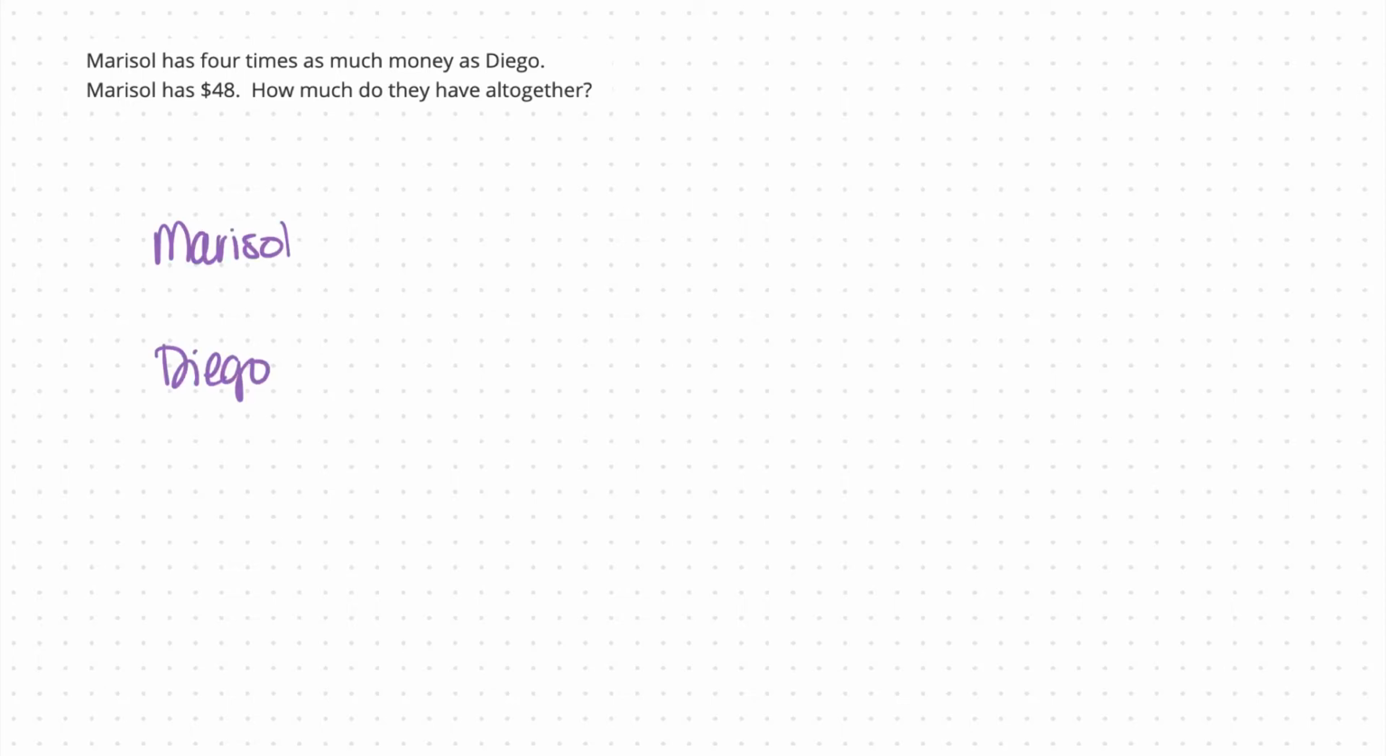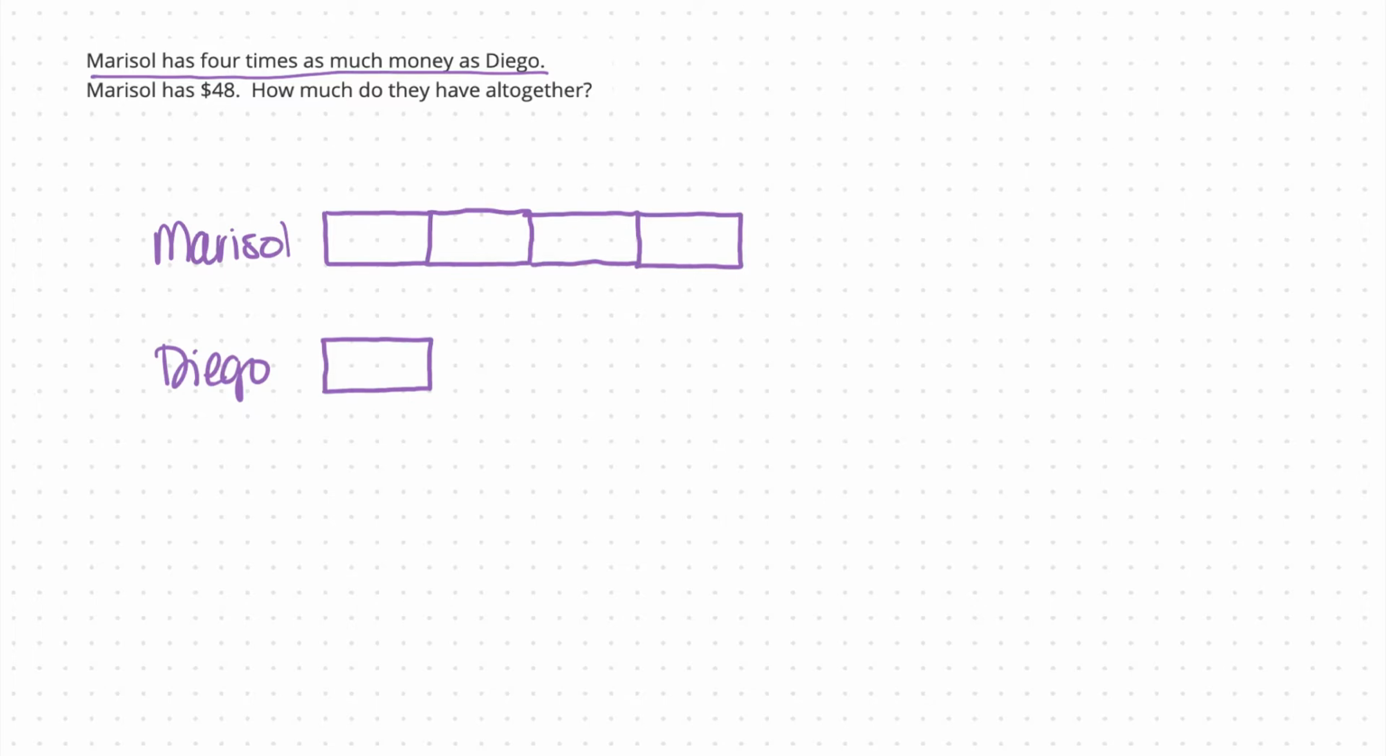And then in the question, it says that Marisol has 4 times as much money as Diego, which means that Diego can be represented by 1 rectangle. So we can show 1 piece here, which means that Marisol has to have 4 times as much as Diego, which means Marisol needs 4 boxes or rectangles. And the question also tells us that Marisol has $48. So we can label that Marisol here has $48.